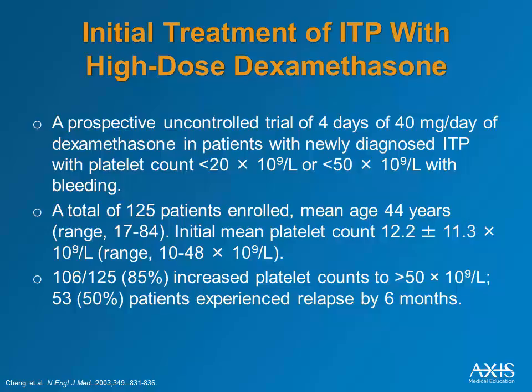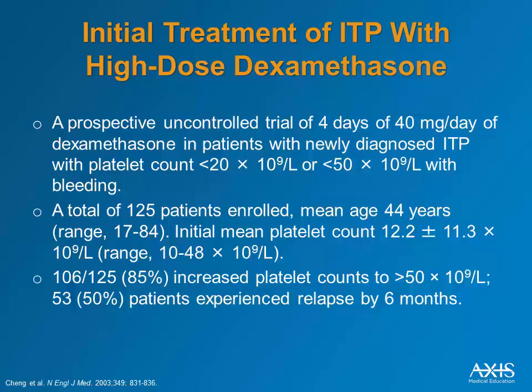In a trial reported by Cheng in the New England Journal of Medicine, a single 4-day course of dexamethasone was given to patients who had platelet counts less than 20,000, or less than 50,000 with bleeding manifestations. The initial response rate was close to 85% who obtained a platelet count greater than 50,000. However, over half of those patients relapsed within 6 months.